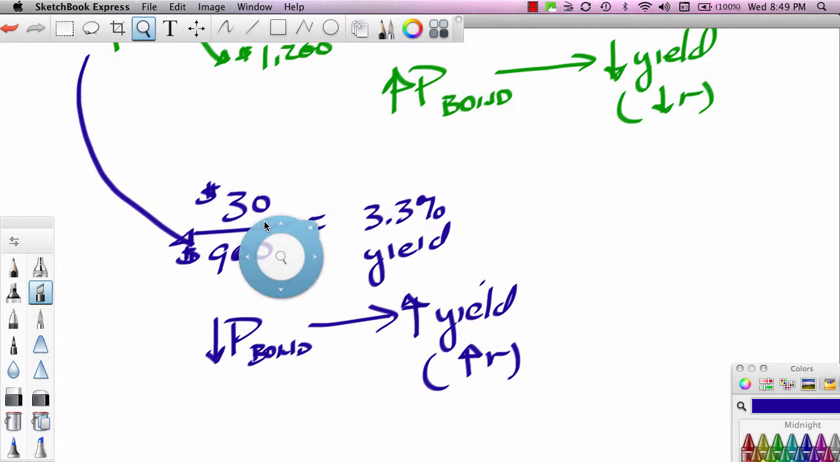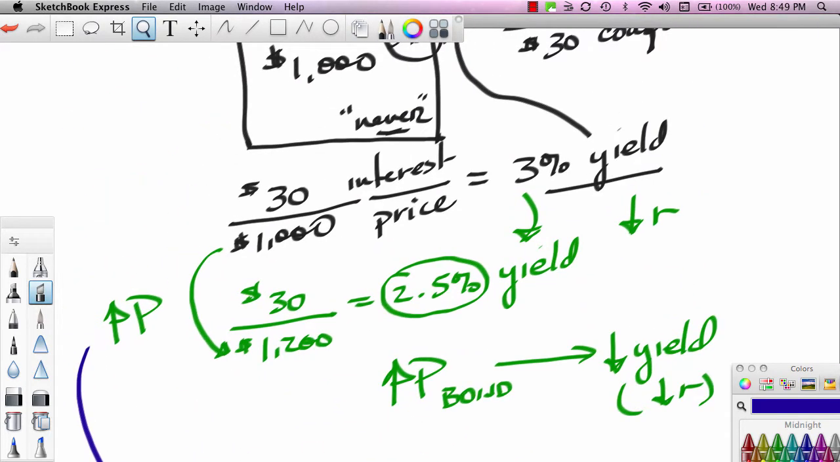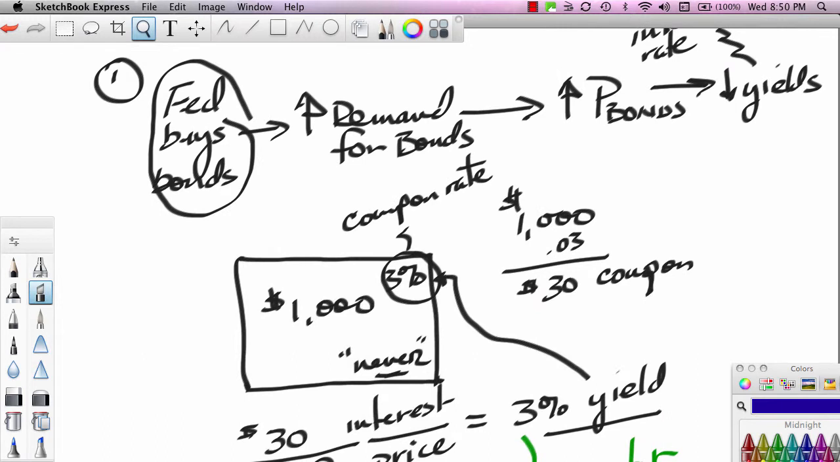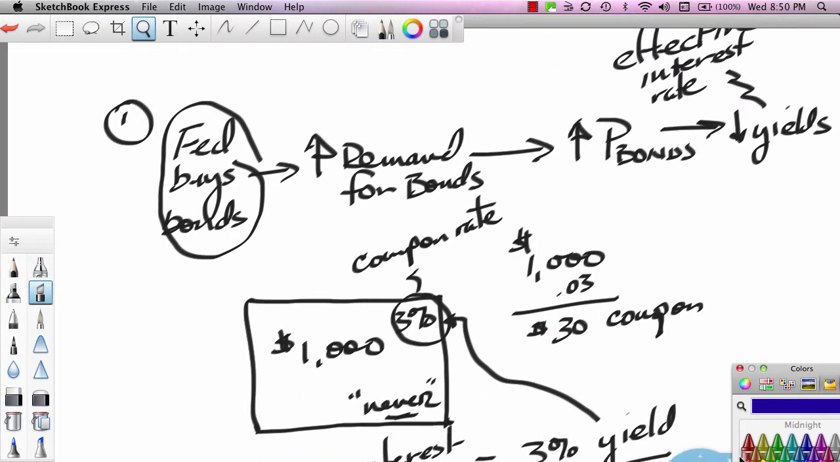So let's go back up to where we were before, and let's again summarize the principle. I'm going to pull it all together here, and I'll use a little bit of a different color. When the Fed buys bonds in the secondary bond market or open bond market, that's going to drive up the demand for these bonds. It's going to push up the price of these bonds, and it's going to drive down the yields on these bonds. Now remember, the yields are the effective interest rates, not the interest rate which is on the bond. It's the interest rate somebody earns based on what they paid for it.